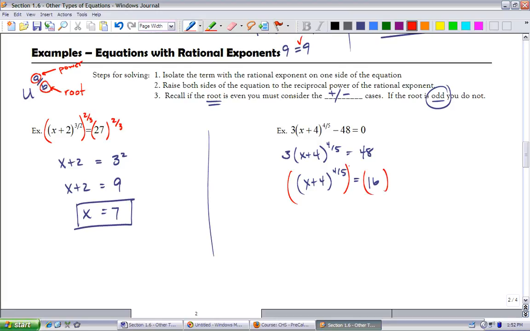Now I need to take both sides to the 5/4 power, which again sounds like a mess, not too bad. I'll show you that. That will cancel out our exponent on the left, leaving us with just x plus 4 equals.